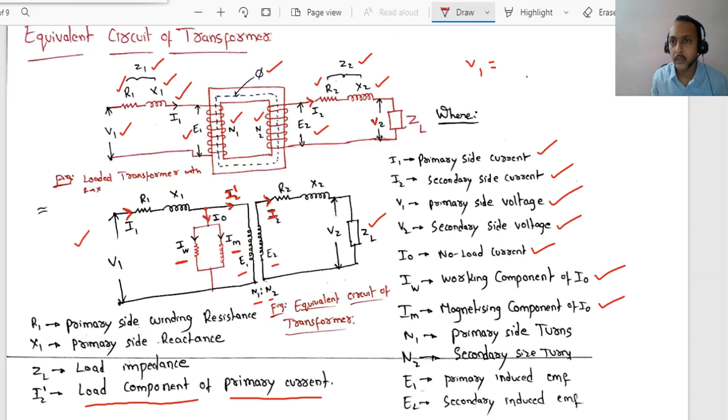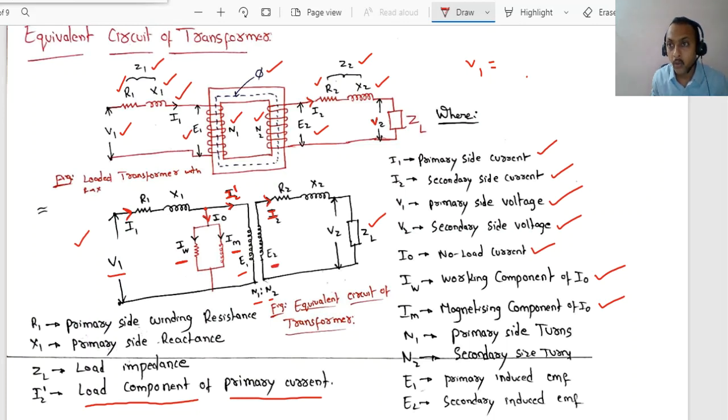What I want to say is, don't think that whatever the applied voltage V1 will be available as E1, the induced EMF. During the ideal transformer case, we have told like that: whatever V1 is available as E1, but both will be out of phase by 180 degrees. That is what we told you in the ideal transformer concept. But practically there will be some drop in the voltage. Because of that drop, out of total applied voltage, V1 minus drop will be E1. Very, very important.